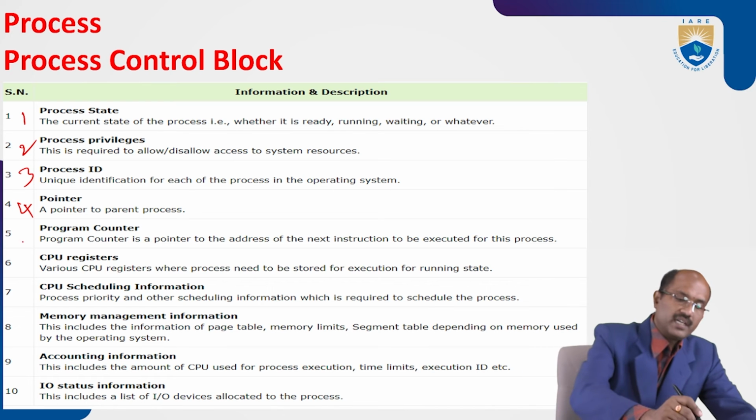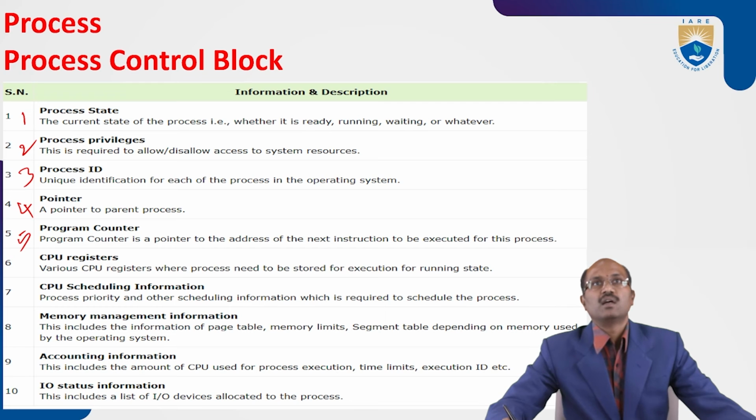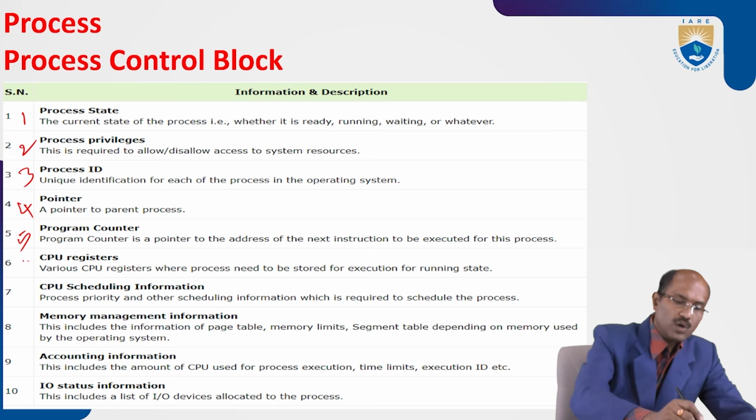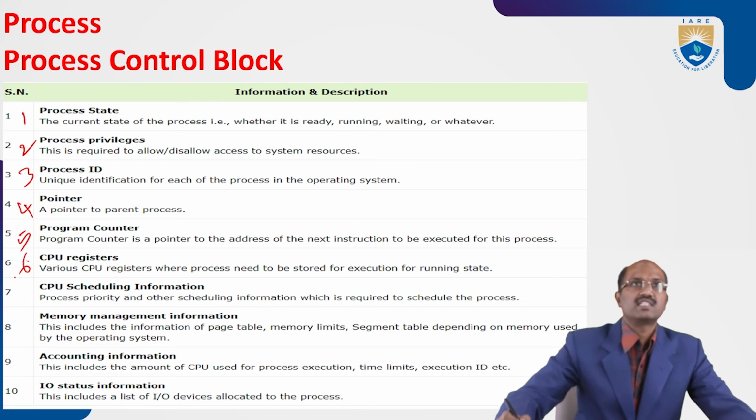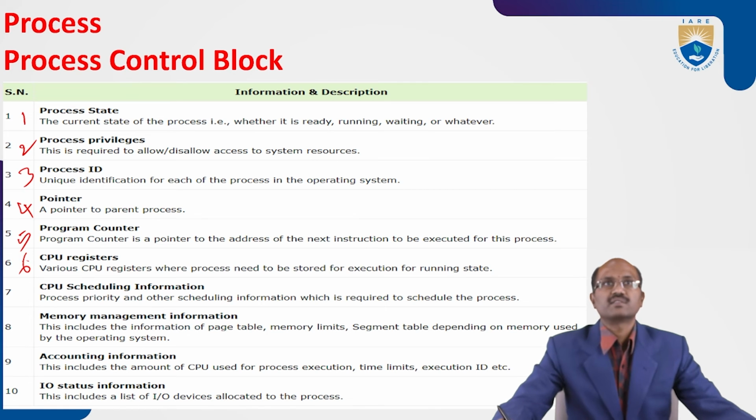Next, the very important data structure, the fifth one, is the program counter. It is a pointer to the address of the next instruction to be executed for this process. That is the program counter. The sixth data structure is the CPU registers. Various CPU registers where the process needs to be stored for execution in a running state. That is called CPU registers.